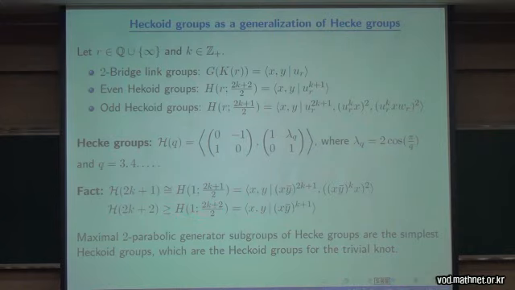So we can say that the maximal two-parabolic generator subgroups of Hecke groups are the simplest Heckoid groups, which are the Heckoid groups for the trivial knot. So in this viewpoint, we can say that the Heckoid groups are a generalization of Hecke groups. This is the reason why we name these groups Heckoid groups.